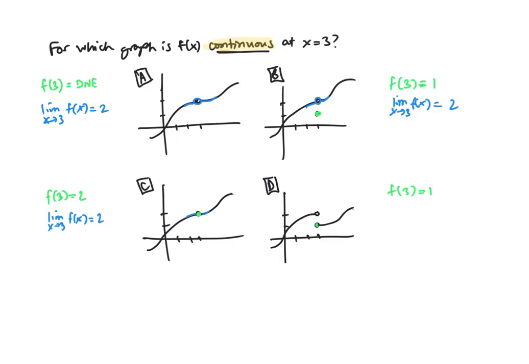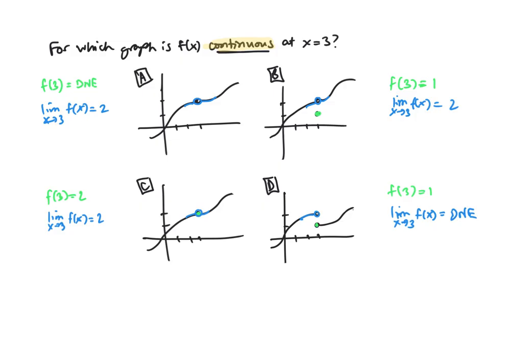We have the same thing going on here. I'm not paying attention to that green point. I'm just looking at what's happening around that point. From both sides, I am approaching the same value of 2. So in this particular discussion, D is the one that's different. What would you say about the limit as x approaches 3 in D? And hopefully you're saying the limit does not exist, because here's what's happening.